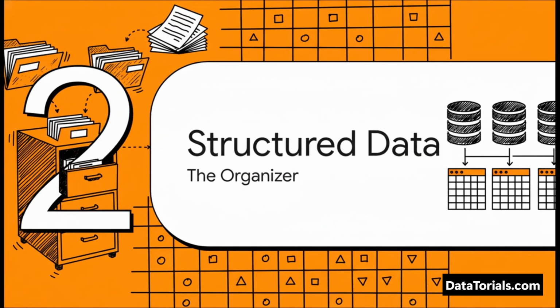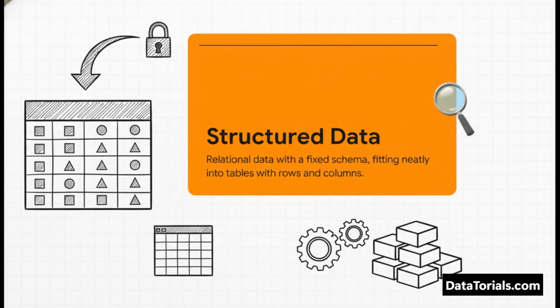All right, let's kick things off with the super organized one, structured data. The best way to think about this is like a perfectly labeled, meticulously organized filing cabinet, where absolutely everything has its own specific spot. Now, the key phrase here is fixed schema. All that means is that the structure is decided ahead of time. Every single piece of data has to follow the same rules, fitting perfectly into tables with rows and columns. Just like that spreadsheet.